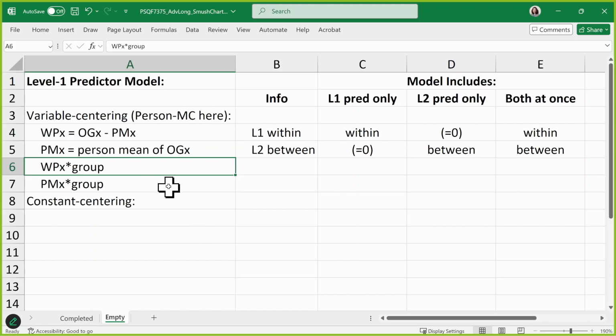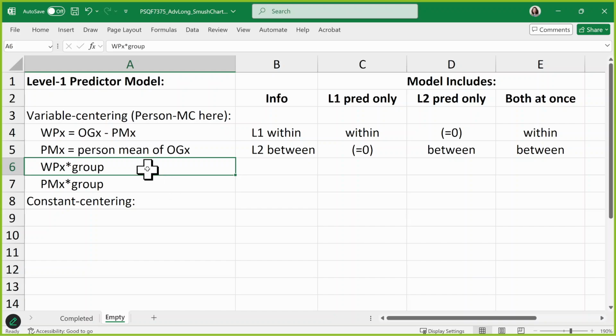Now, what if we had within person by between person? Could we do that? The effect of having more than usual depend on how much you usually have. That's what it would be.